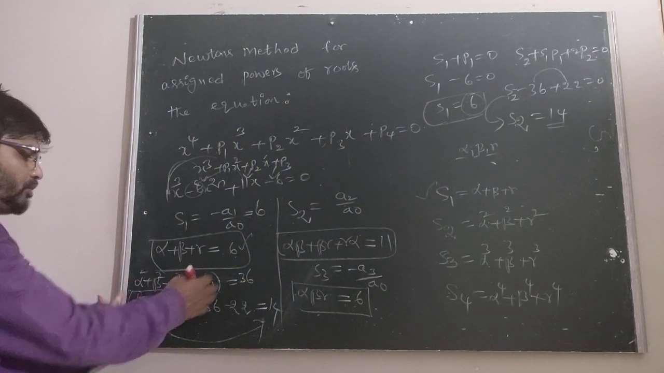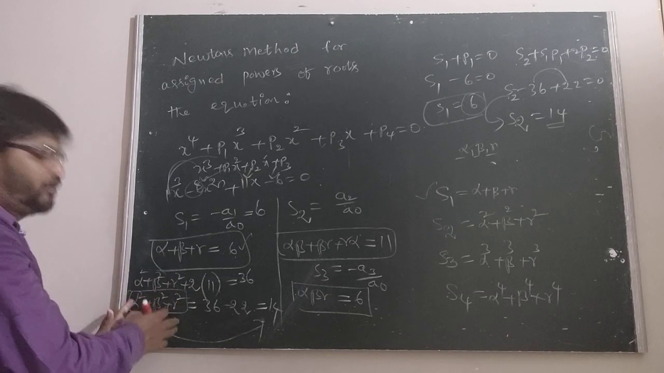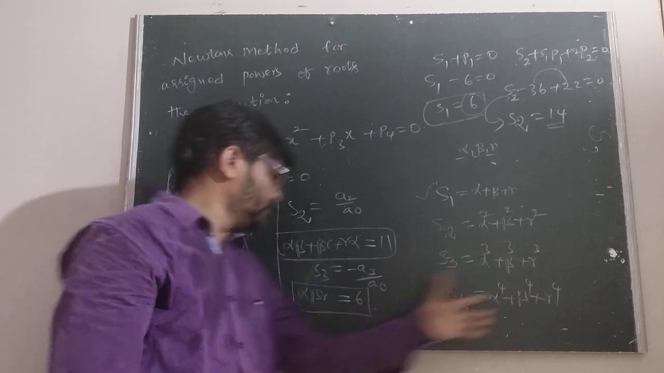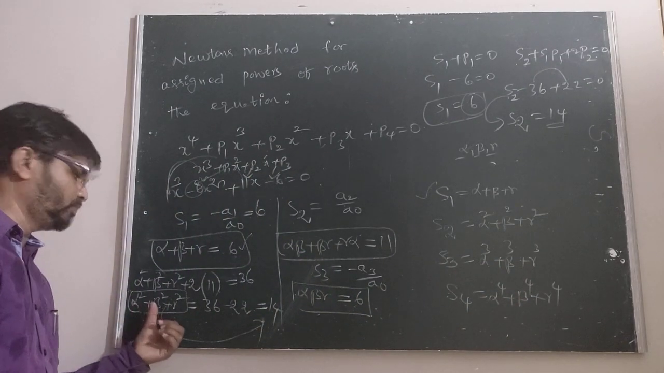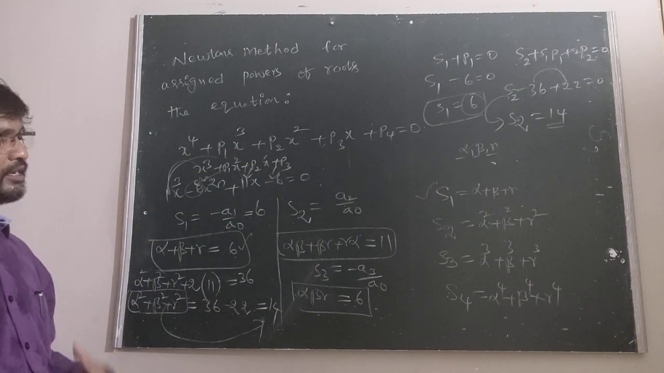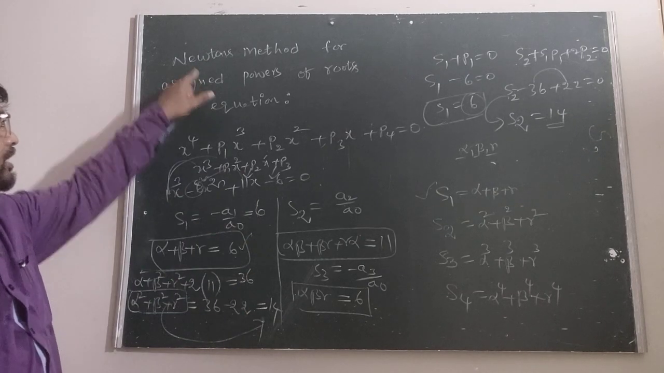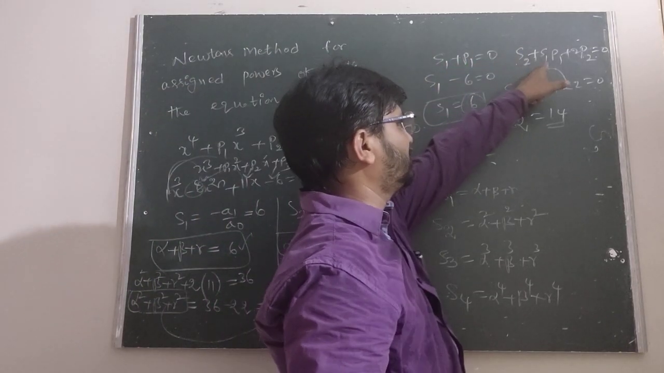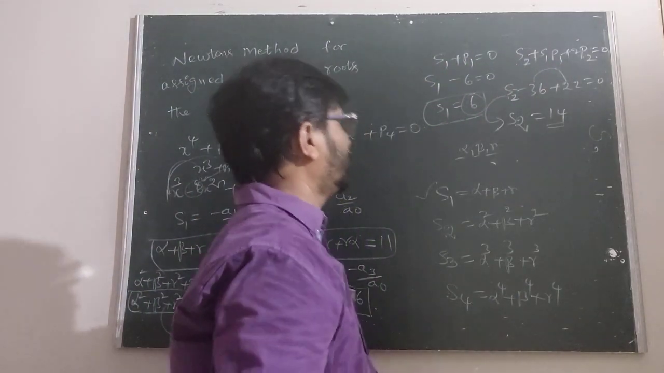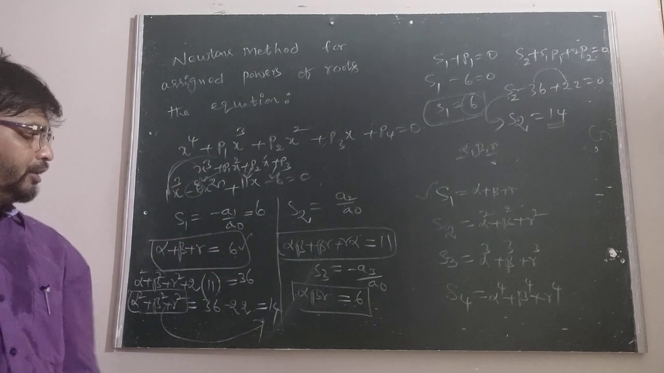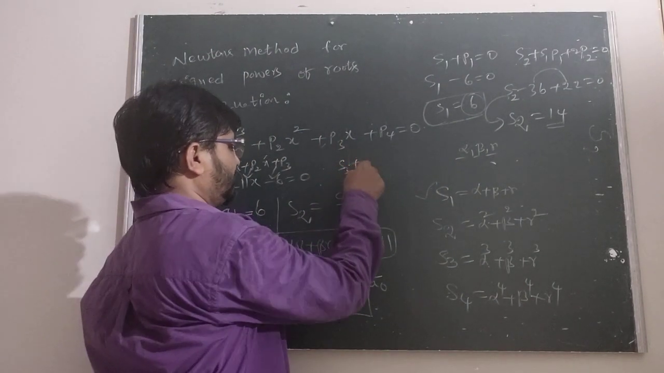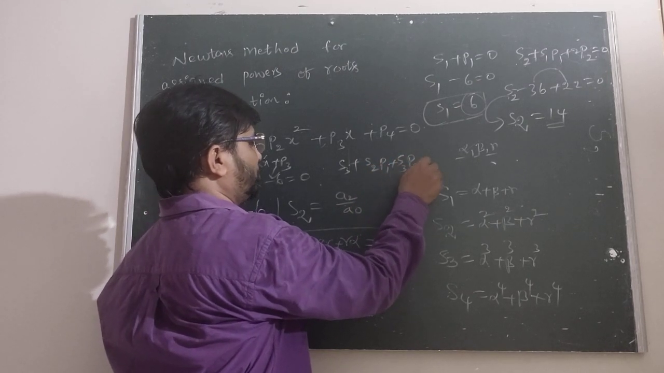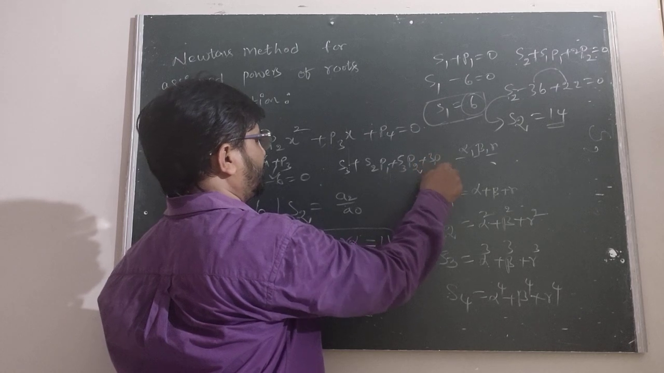But by the relation between the roots and coefficient, it is too difficult to find the higher powers of alpha, beta, gamma. We have to find alpha cube plus beta cube plus gamma cube, and further it is very difficult. So in that case we are taking only Newton's method. That means S1 plus P1 equals 0, and S2 plus S1 P1 plus 2P2 equals 0, and S3. Now we are going to S3. S3 plus S2 P1, next S1 P2, next 3P3 equal to 0.